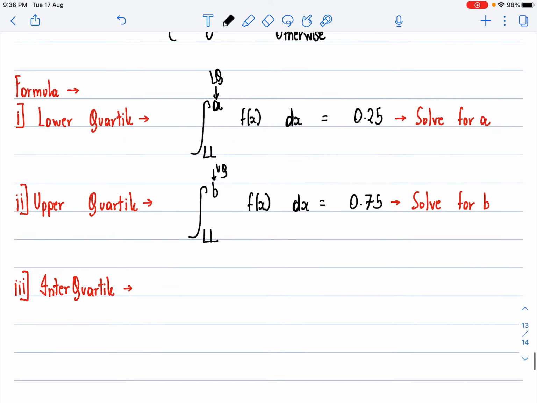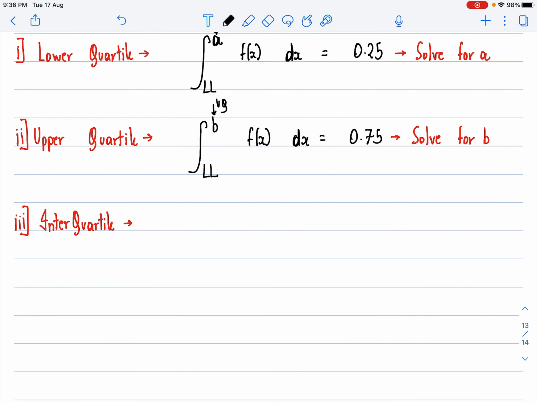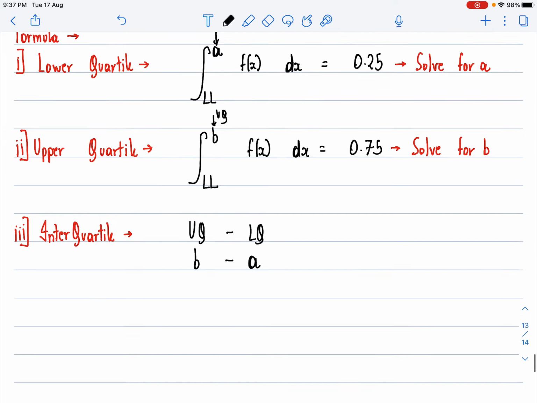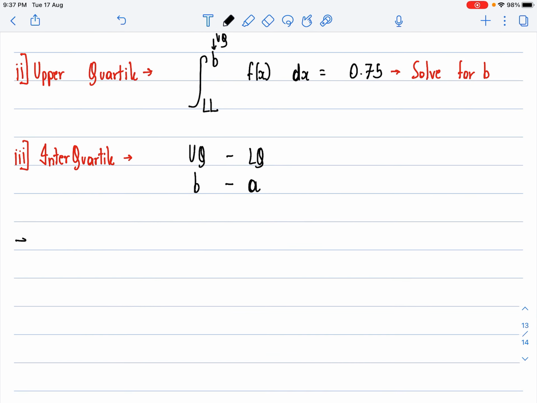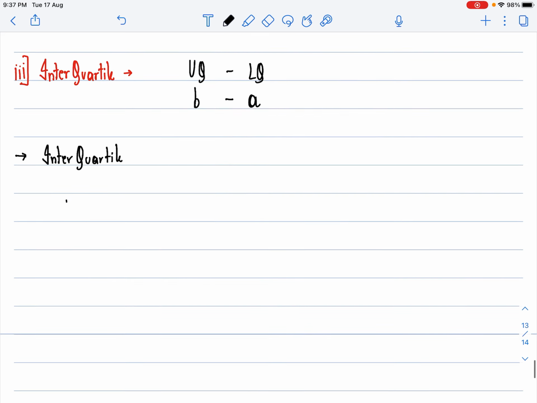Now the interquartile is very simple. It's basically the upper quartile minus the lower quartile. The upper quartile is b, minus the lower quartile, which is a. So when you do b minus a, you basically get your interquartile. In this question, they can ask you to calculate your interquartile. So first you need to calculate your lower quartile and your upper quartile.